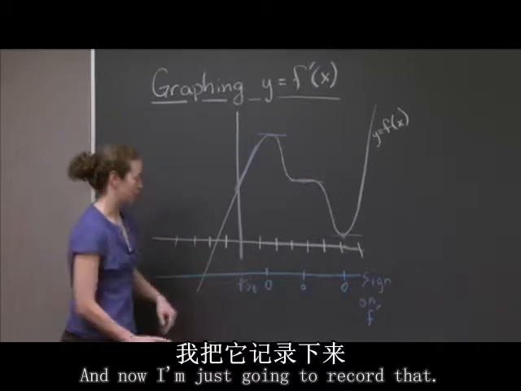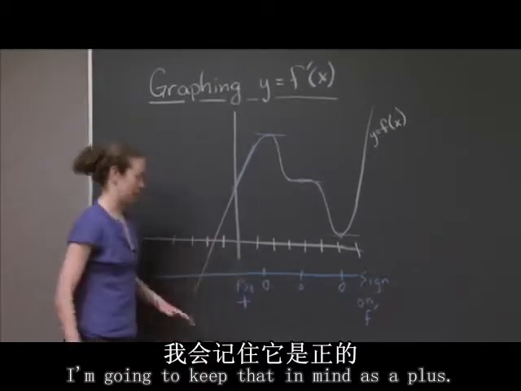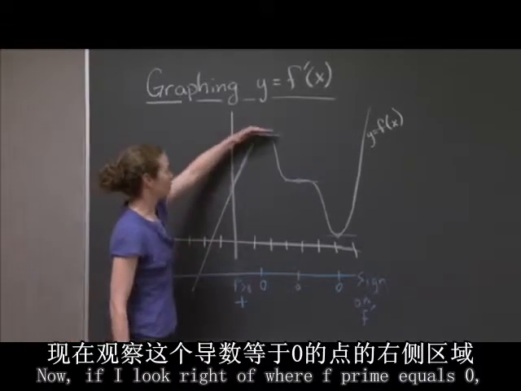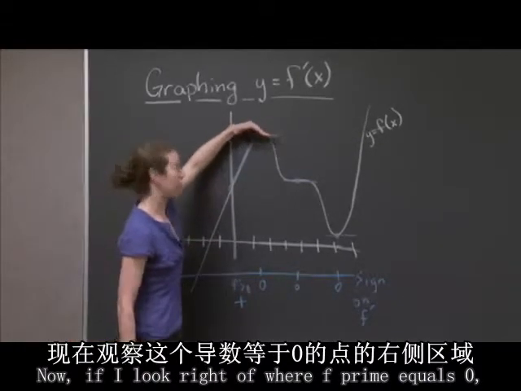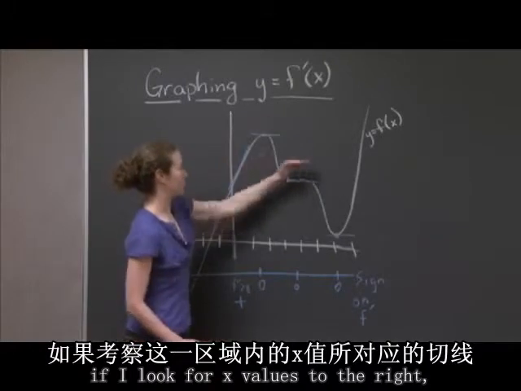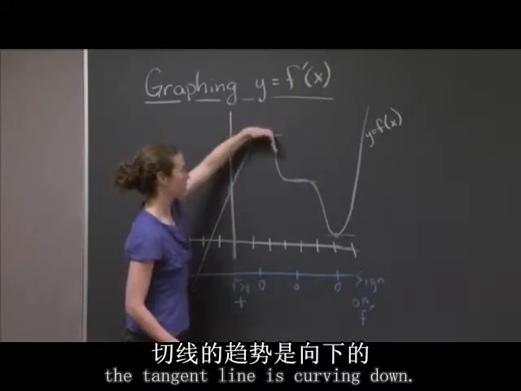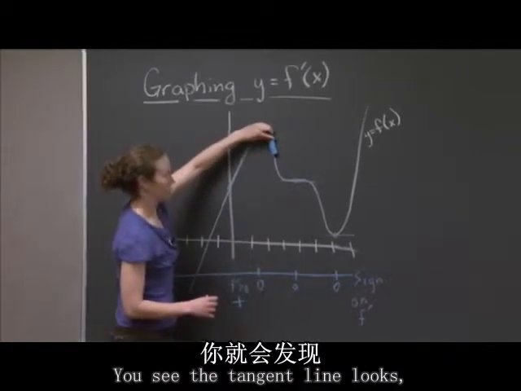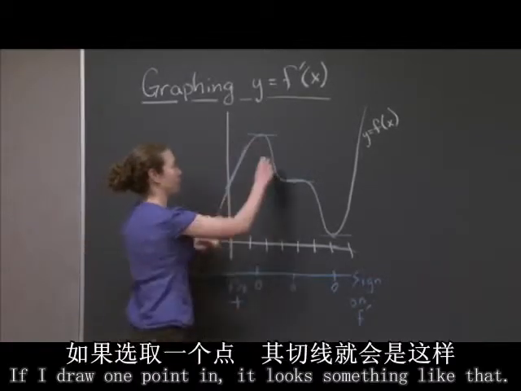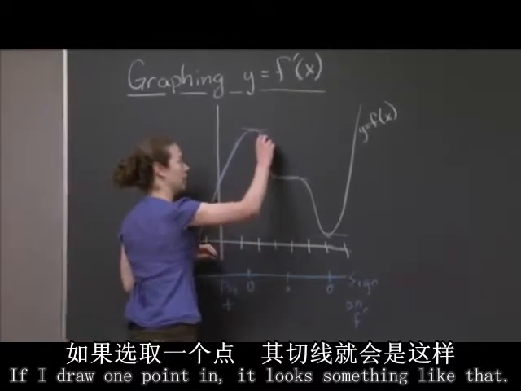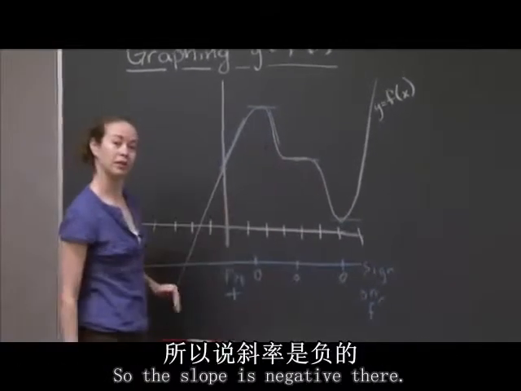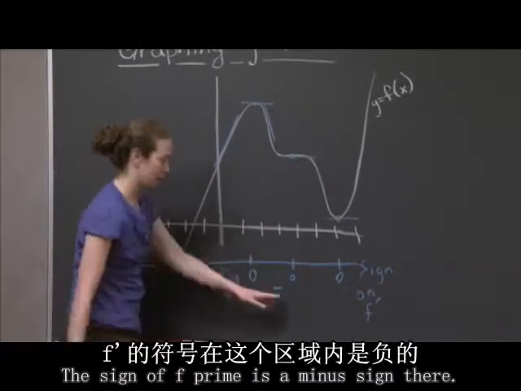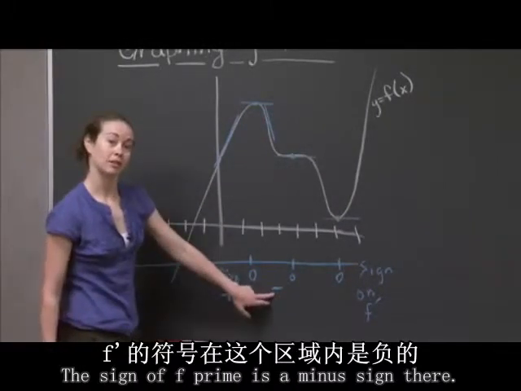And now I'm just going to record that. I'm going to keep that in mind as a plus. The sign is positive there. Now if I look right of where f prime equals 0, if I look for x values to the right, I see that as I move to the right, the tangent line is curving down. So let me do it with the chalk. You see the tangent line has a negative slope. If I draw one point in, it looks something like that. So the slope is negative there. So here I can record that the sign of f prime is a minus sign there.